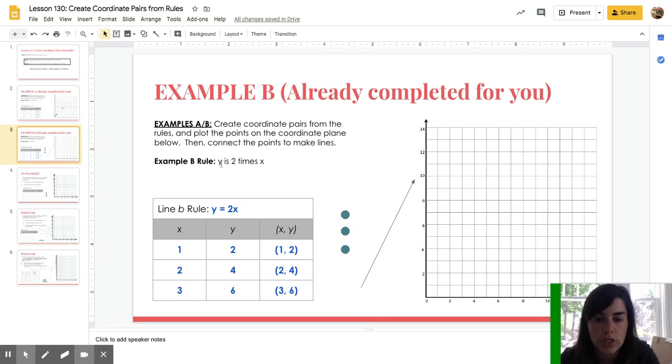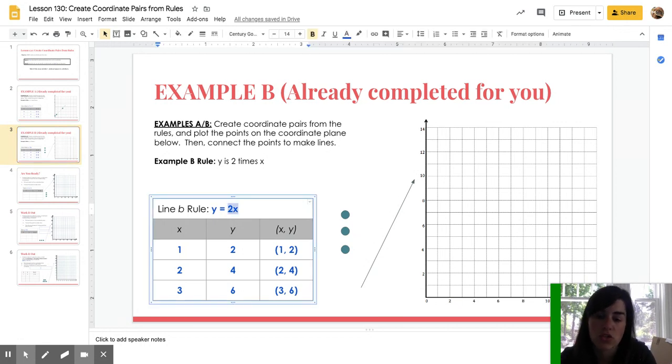Example B is the exact same thing, except this time we have a different rule. This time the rule is Y is 2 times X. So whatever X is, we're going to multiply it by 2 to get Y. So I turn that into Y equals 2X. Remember, when you have variables like X and Y, you don't need to use the multiplication symbol. You can just glue the number, the factor, directly to the variable, which in this case is X. So 2X is the same as 2 times X.